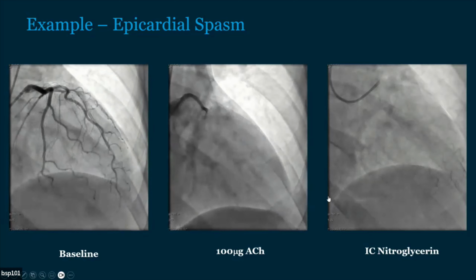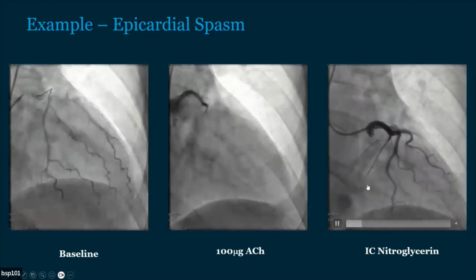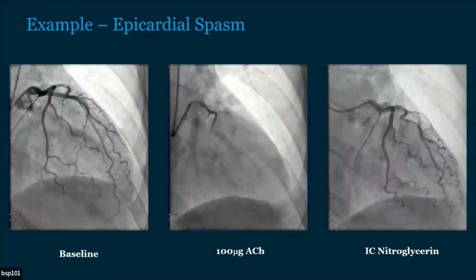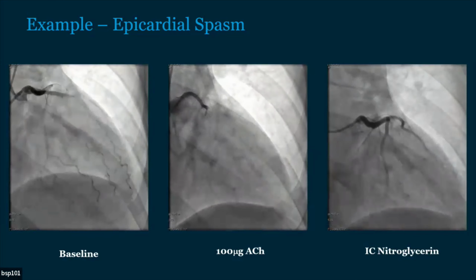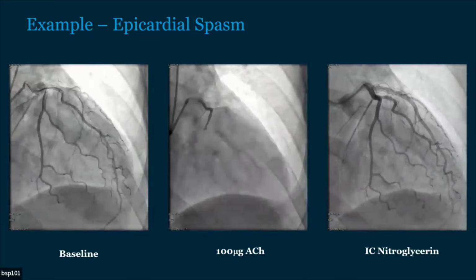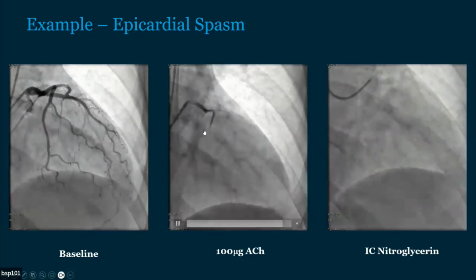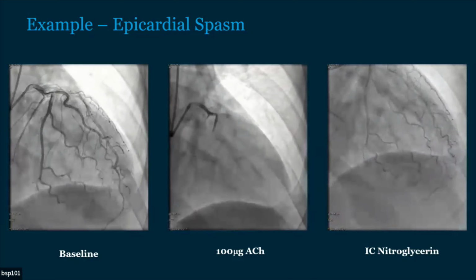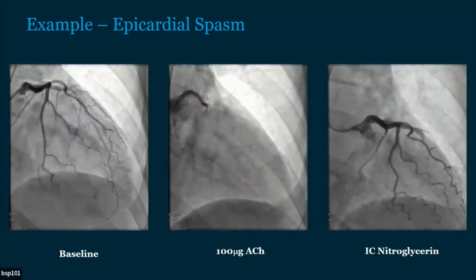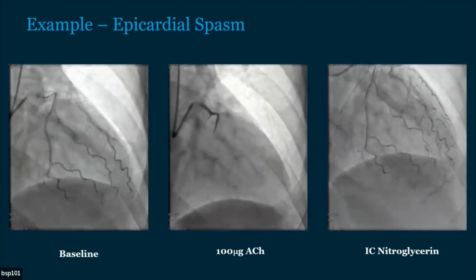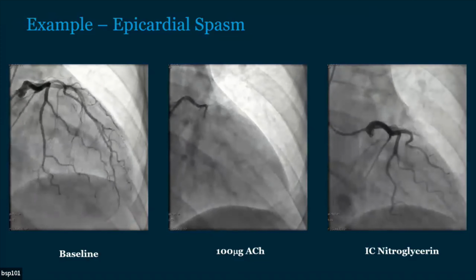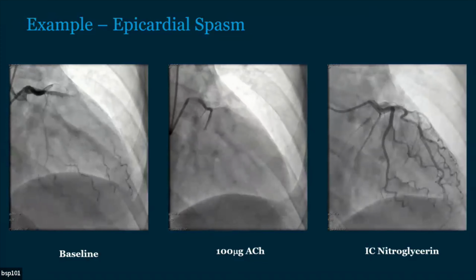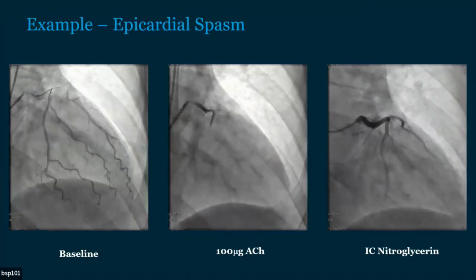I immediately give nitro, and this is literally 10 seconds later, everything comes back. And of course, the patient developed chest pain, was hypotensive during this middle shot, but we gave the nitro, and the chest pain goes away in 30 seconds. We got this patient on calcium channel blockers along with long-acting nitro, and she's done well ever since. So this is a dramatic example, but this is what we see in real life.